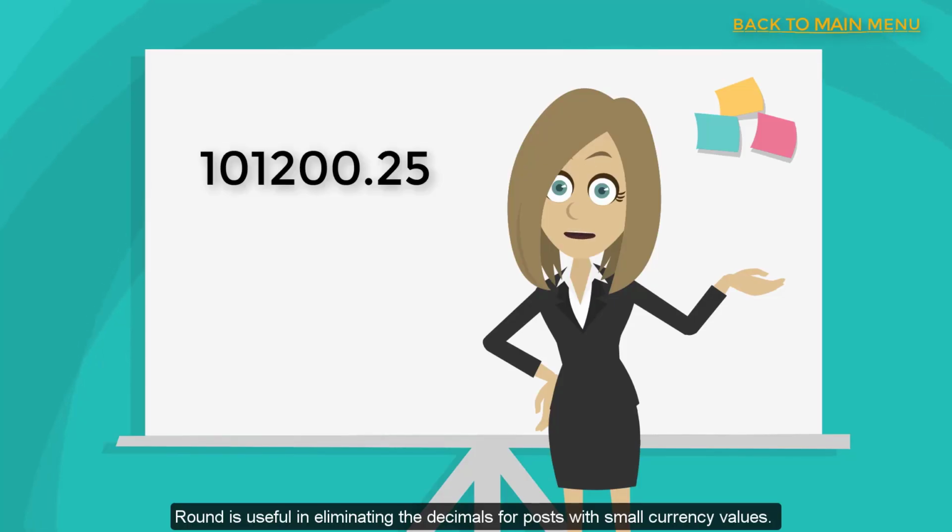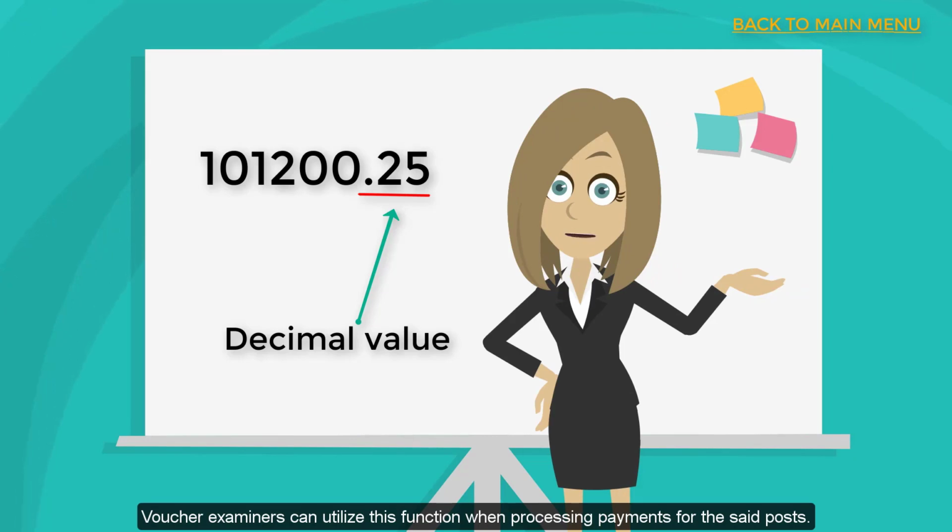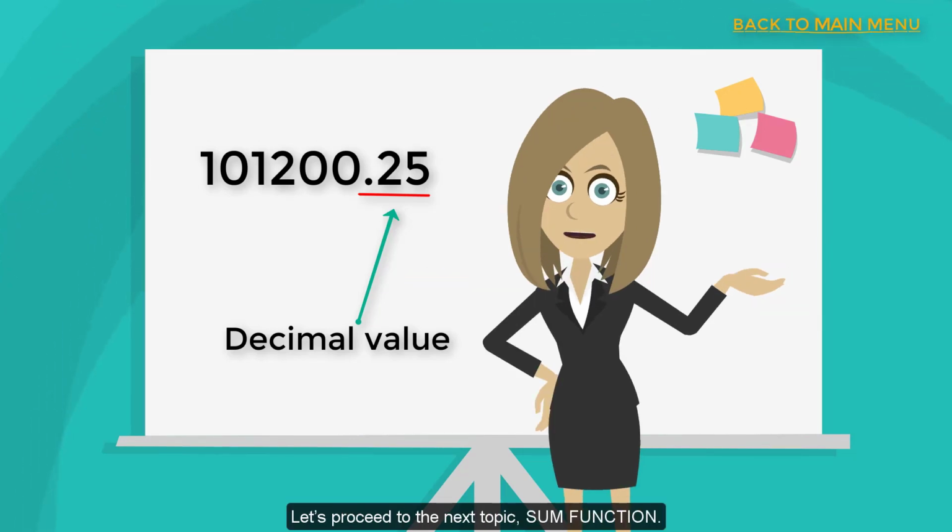Round is useful in eliminating the decimals for POS with small currency values. Voucher examiners can utilize this function when processing payments for the said POS. Let's proceed to the next topic, the sum function.